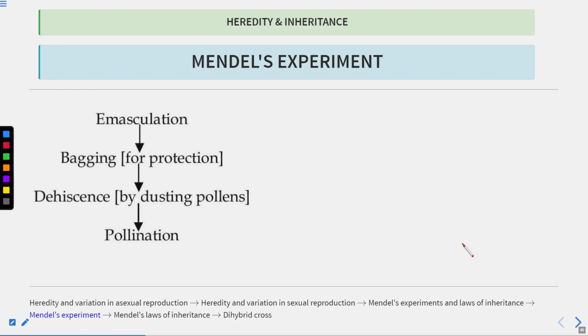Now these were the steps. First was the emasculation, which is the removal of the anthers. Then next is the bagging. Bagging is done for the protection of the stigma from foreign pollen.